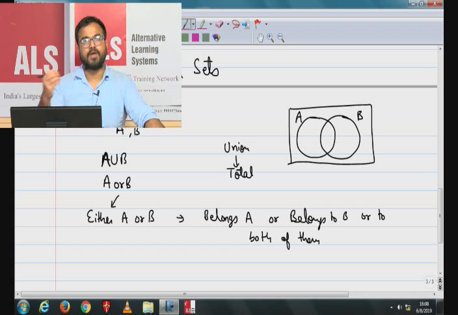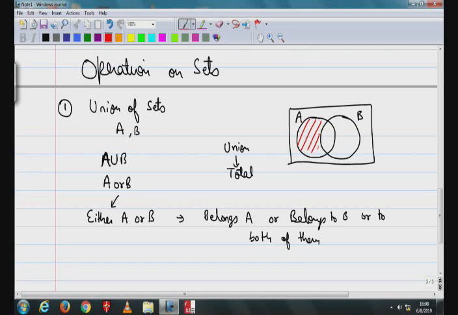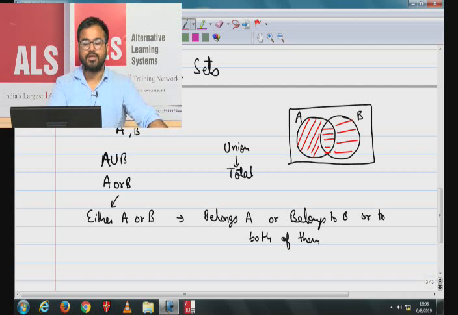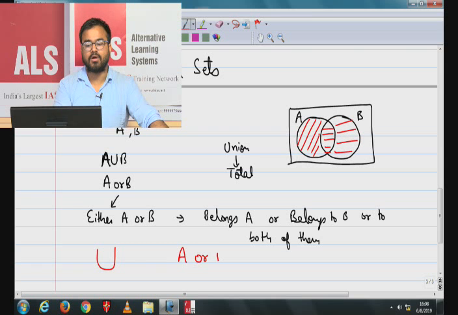So in the form of a diagram, if you want to represent it, it means it belongs either to A, or to B, or to both of them. It means the complete union of those two sets is known as the union of sets. Union of sets basically means we are adding all the values of both the sets. That is called union. So the symbol which we will use is ∪, and for union we will write A or B. The meaning of or over here is the union.